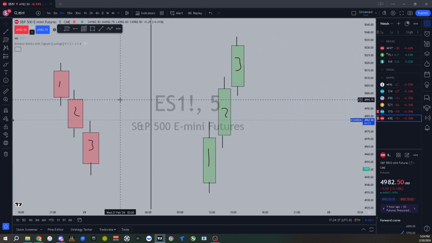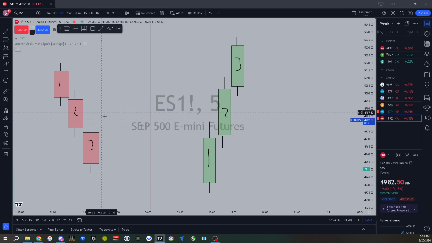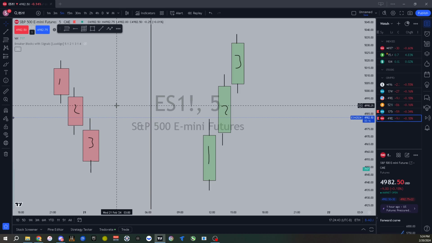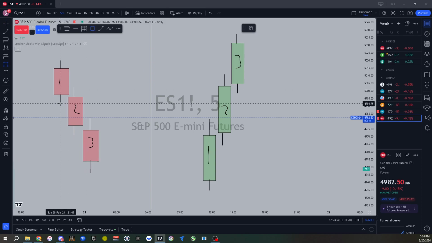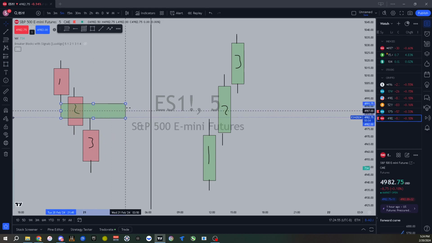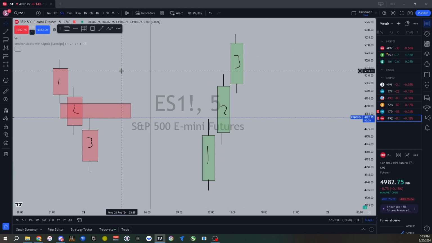In the sequence, the fair value gap exists in the second candle, the middle candle, and it is the space that is left between the first candle and the last candle, the gap that is left. This. So you take the bottom of this wick to the top of the third candle's wick, and this is the fair value gap.